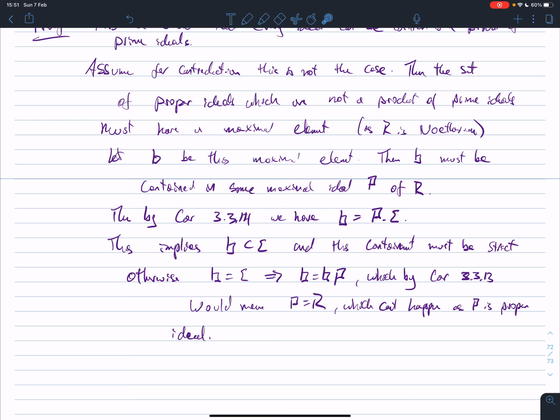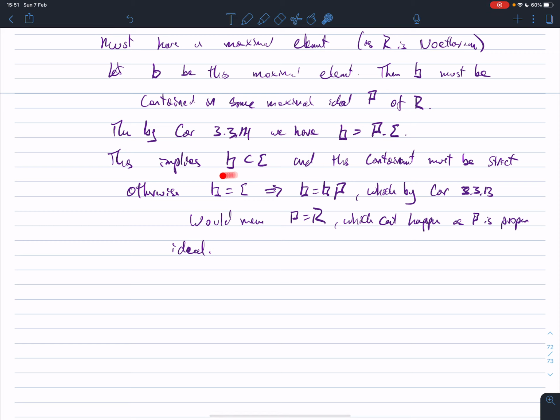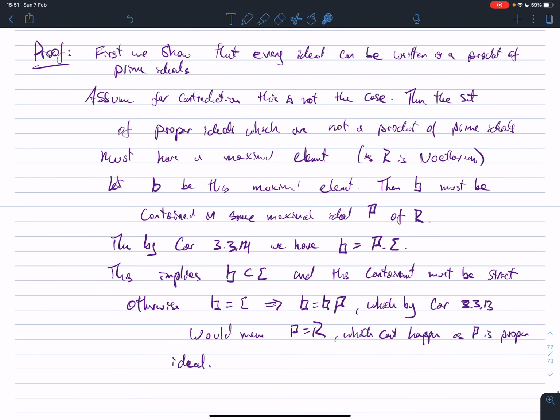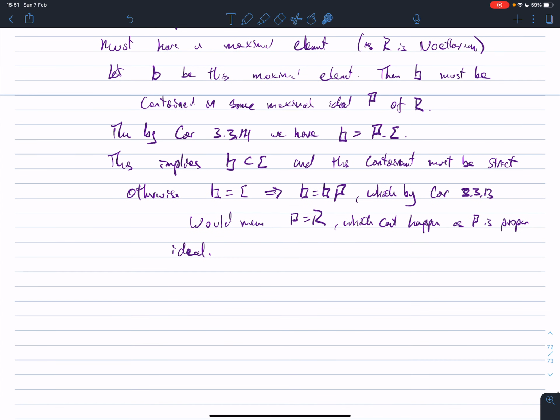Okay, so I have this containment. B is contained in C. It can't be strict. It can't be the whole thing. So what am I going to do with this? Notice that by construction, B was the biggest ideal which could not be written as a product of prime ideals. So anything bigger than it must be a product of prime ideals. So since B is contained in C, C must be a product of prime ideals.